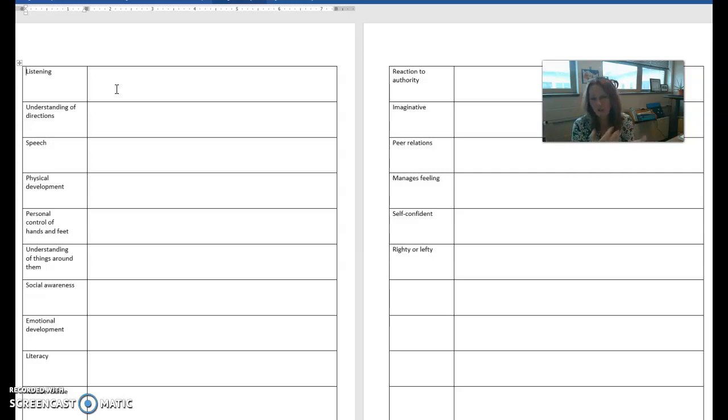Emotional development, if you see it, write it down. Literacy, number sense, reaction to authority, that's kind of a big one if you're looking at behavior. If a person in charge is telling him to do something and he flat out refuses, or does the exact opposite, or is ignoring the situation, that's one of those things you have to document too. So is a student imaginative? How are their peer relations, managing feelings, self-confidence, righty or lefty? Any of those kinds of things. And if you can think of more, by all means, add those in.